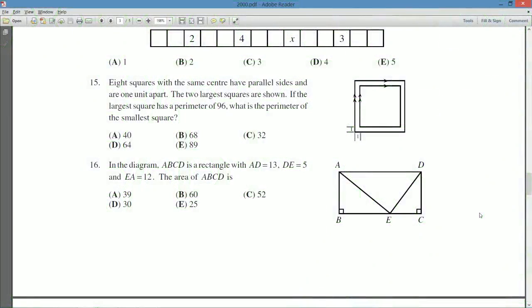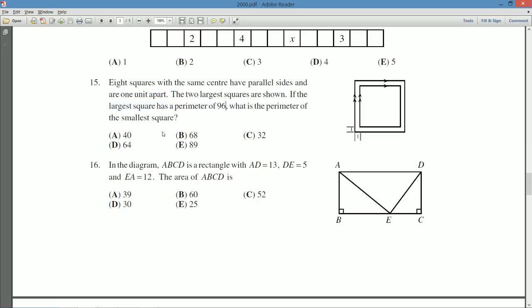We're up to question number 15, which is about concentric squares. So 8 squares with the same center have parallel sides and are 1 unit apart. The two largest squares are shown. If the largest square has a perimeter of 96, what is the perimeter of the smallest square?